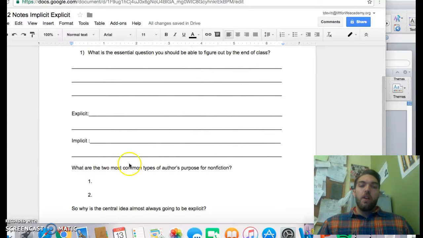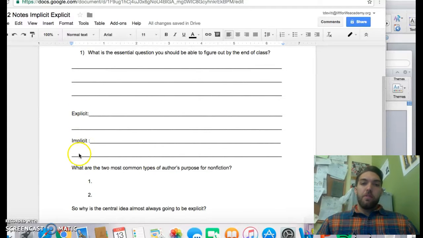Okay? So there's two different types of central idea. The first is explicit, where the author tells you the main idea. The second is implicit, where you have to infer and figure out the main idea without the author telling it to you. Okay? So explicit means they give it to you, they tell you exactly what the central idea is. Implicit means you have to kind of figure it out.